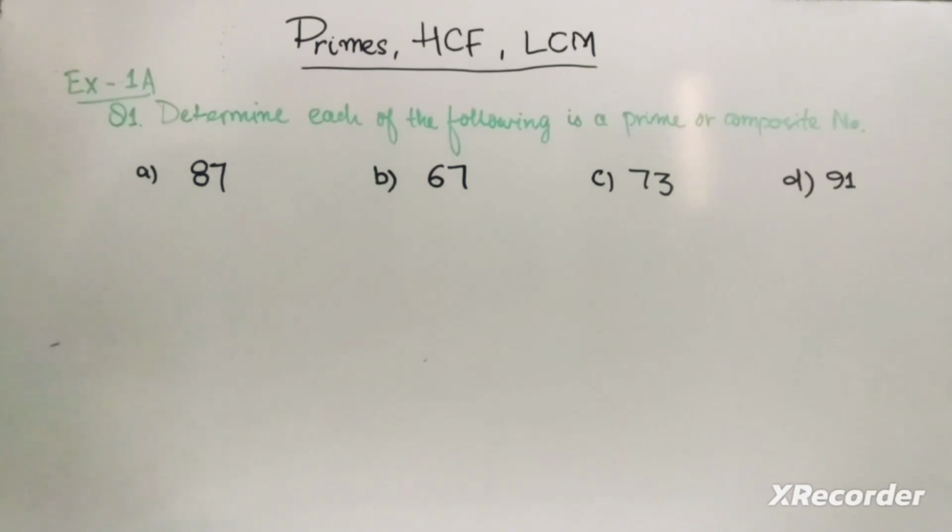Let's start chapter number 1, primes, highest common factors and least common multiples. Let's start with exercise 1a, question number 1. Determine whether each of the following is a prime number or a composite number.